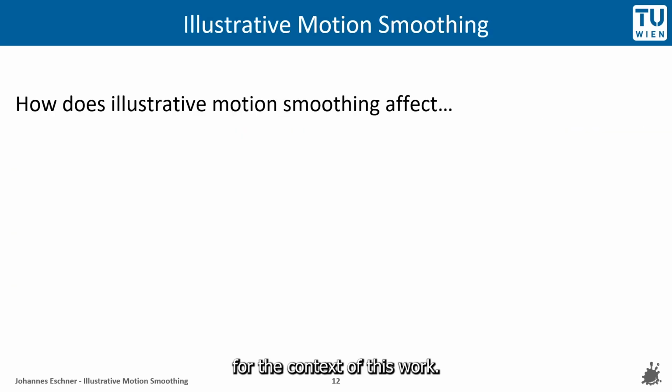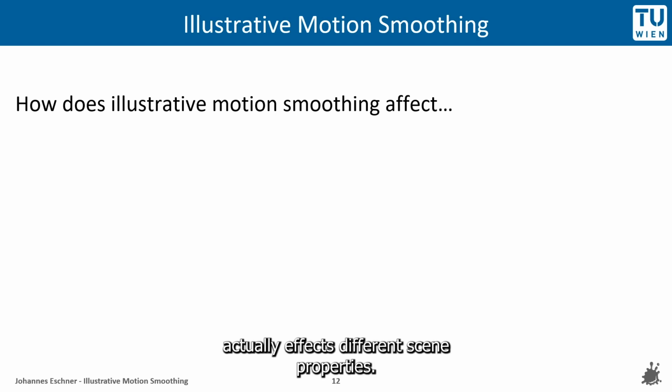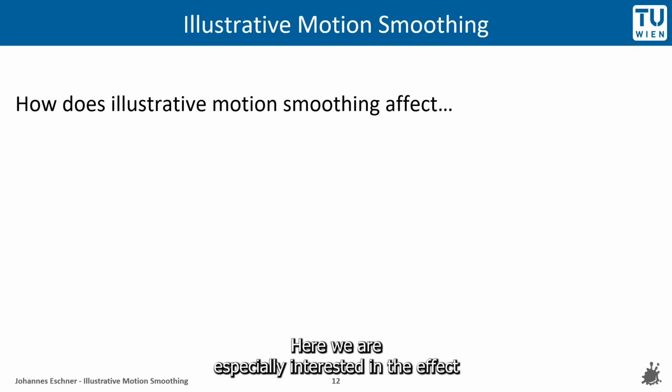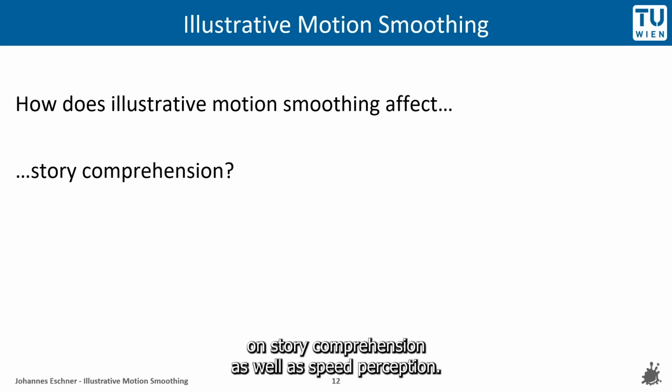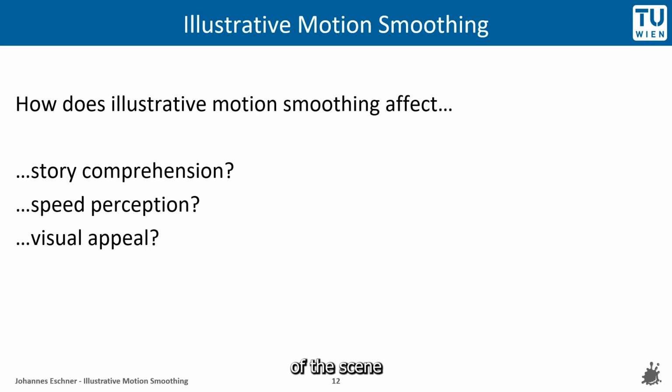For the context of this work, we are interested in how our illustrative motion smoothing actually affects different scene properties. Here we are especially interested in the effect on story comprehension, as well as speed perception in the scene, and also on the visual appeal of the scene.